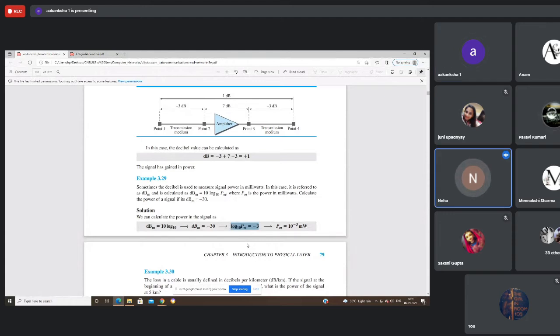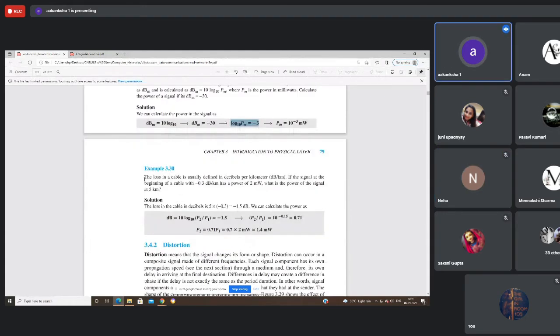Okay. So example 3.30: the loss in a cable is usually defined in decibels per kilometer. So when you say signal loss in a cable, we say per kilometer. Normally when an electrical signal is passing through a coaxial cable or twisted pair, we compute the loss in the form of decibels per kilometer. That is the way we compute the signal strength.